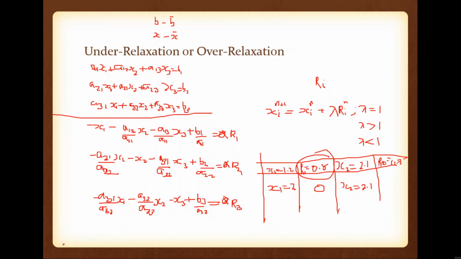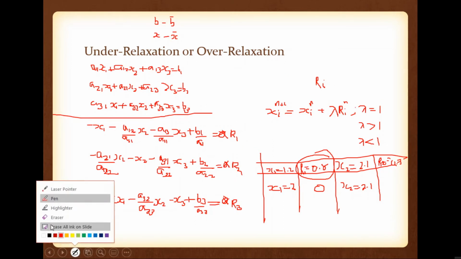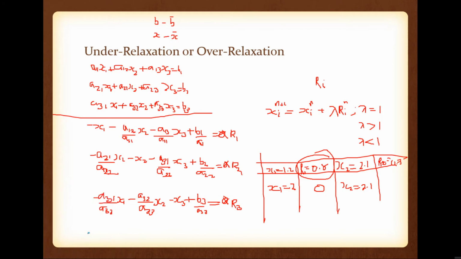Okay. So now if you are using over relaxation, means if you are using lambda greater than 1, then we are following the same procedure. We are substituting the current value of x. So these are the residues. Say this 0.8 is the residue of first equation. 0.7 is the residue of second equation. Now we are comparing the magnitude. So again this one is the largest one. Okay. So now what is x1?